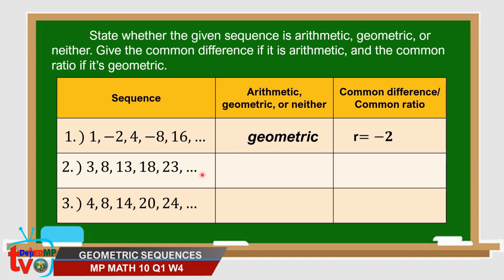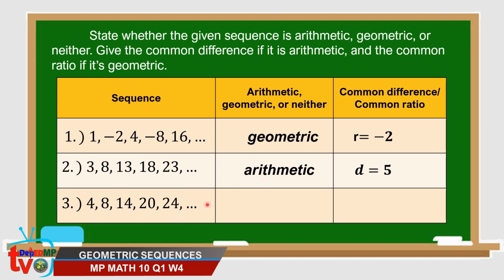Let's subtract again consecutive terms in this number 2. 8 minus 3 is 5. 13 minus 8 is 5. Obviously, they have a common difference of 5. But let us see if it is true to other consecutive terms. 18 minus 13 gives us 5. 23 minus 18 gives us 5. Therefore, the common difference is 5, and this is an arithmetic sequence.